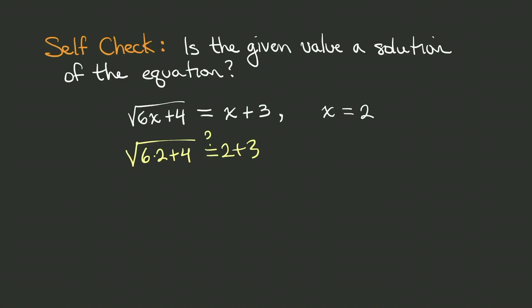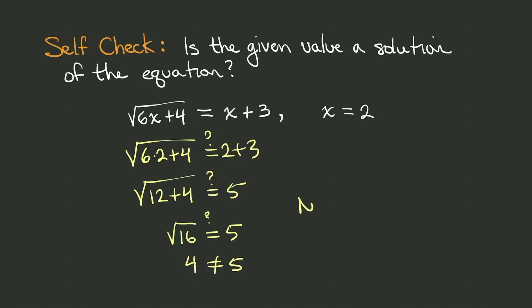Let's simplify what we have inside the square root. 6 times 2 is 12, and then we still have plus 4. And we're checking to see if this is equal to 5. On the left, that gives us the square root of 16, and we're still checking to see if that's equal to 5. But the square root of 16 is 4, which does not equal 5, and so this is not a solution.